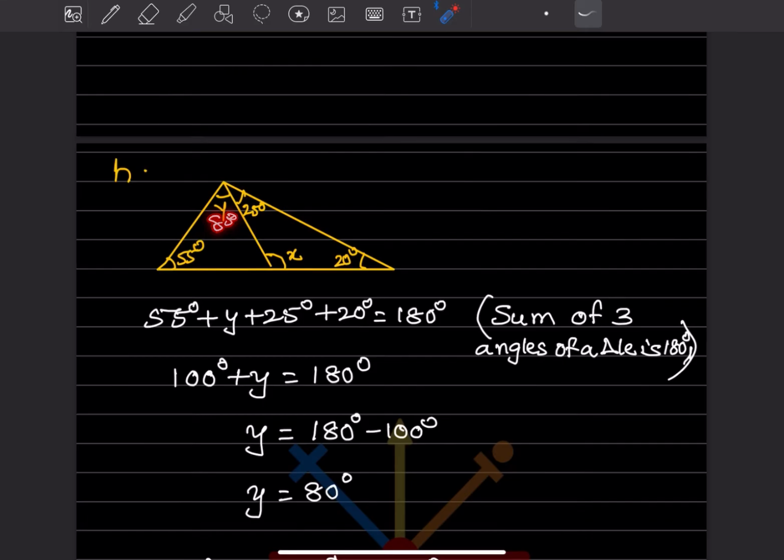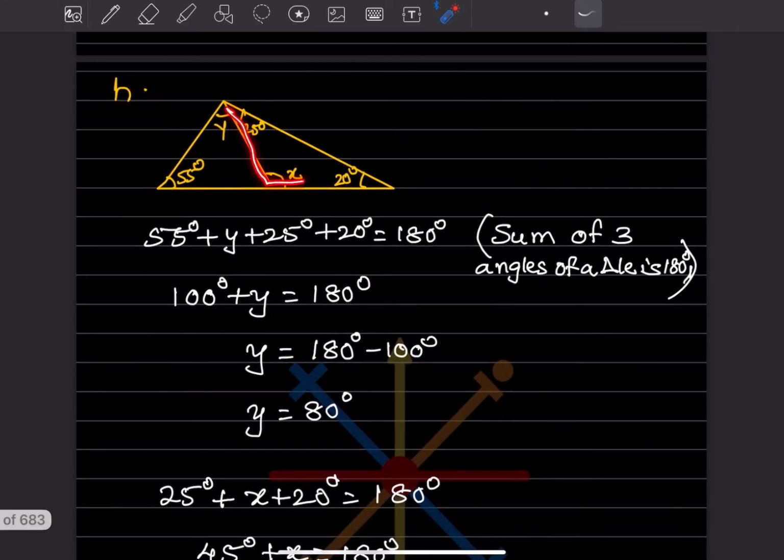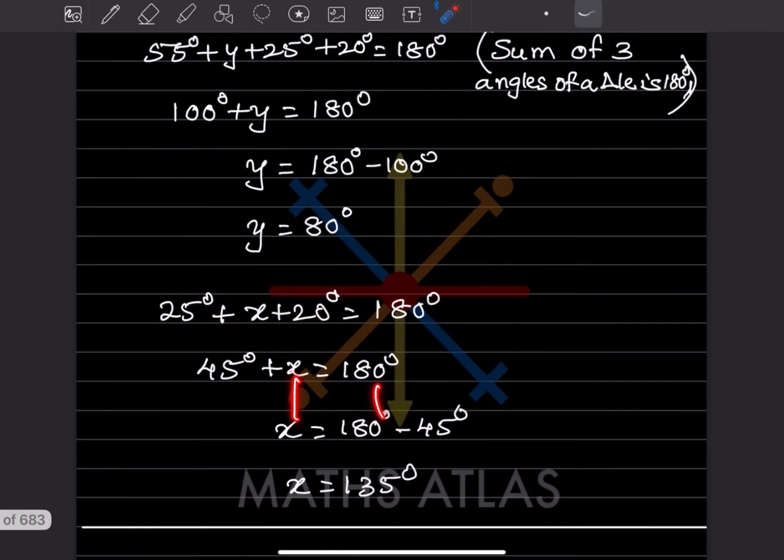Now let us go for the other part. So now we will take this part. So this will be 25. You can also do this before finding out y. So 25 plus x plus 20. This triangle also you can take at the start, or you can do it both ways. There are different ways. So here it will be 45 plus x will be 180. So x will be 180 minus 45. So x is 135.